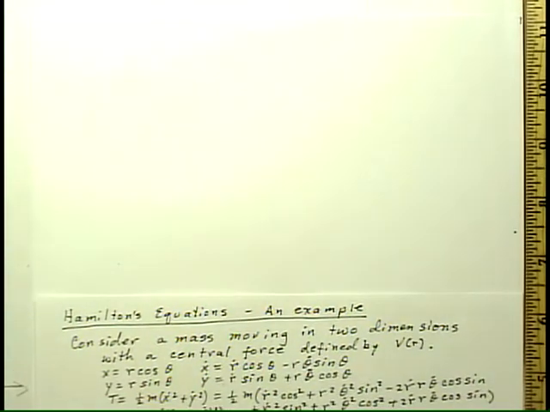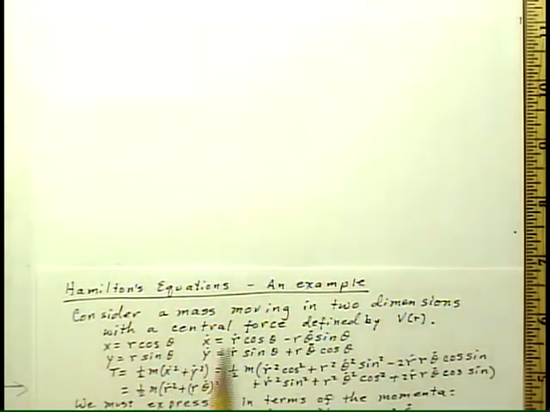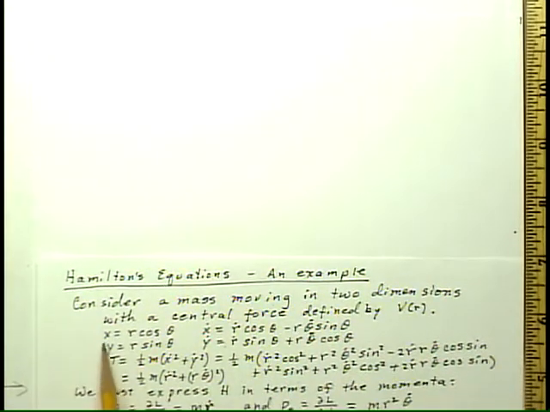In order to get a better feeling of Hamilton's equations, we're going to solve a very simple problem with Hamilton's equations. Let's consider a mass that's moving in 2 dimensions with a central force that's defined by a potential that is dependent only upon the radius and not upon the angle. So we have a central force defined by V of r. Well, obviously the position can be written in terms of these coordinates as x equal to r times cosine of theta, where y is equal to r times sine of theta.